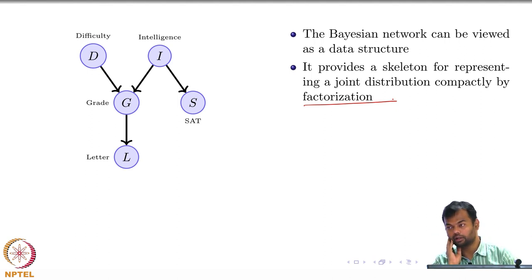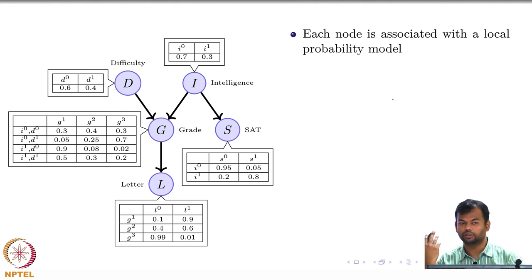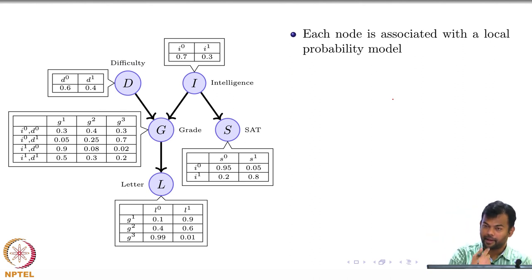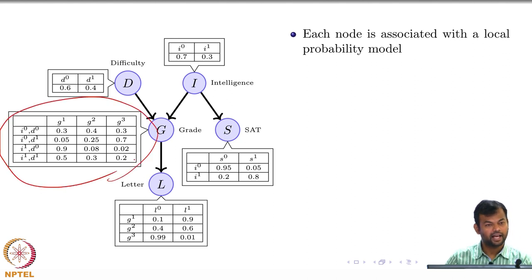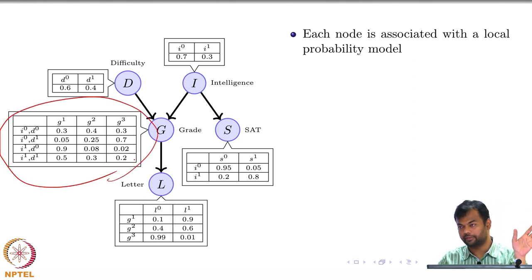Why do I call it local? Yeah, it just talks about its parents, right? This table actually only has this, it does not have all the variables, right? That's why it's not global. That's very easy to say, right? It does not have S and L in particular. It only has the local neighborhood that matters at that point, right? It only has the variable of interest and its immediate parents. It does not have anything else. So it's definitely not global, hence local.